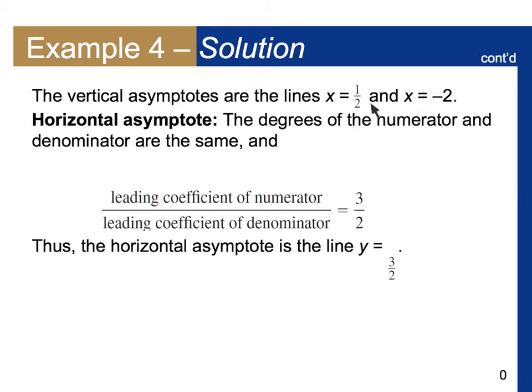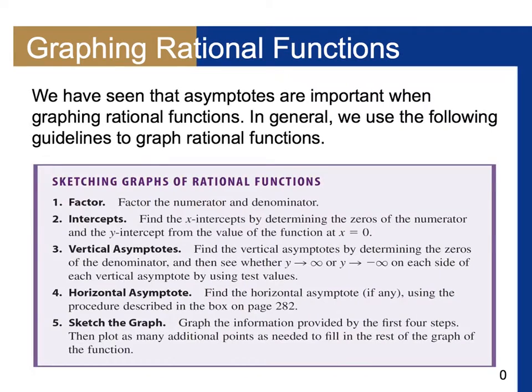That helps us start to construct our graph, because we can put those vertical dotted lines and this horizontal dotted line, and they help us define where our graph will go. We're going to use these general guidelines for sketching graphs of rational functions. Start by factoring. Factor the top and the bottom. That's our first step.